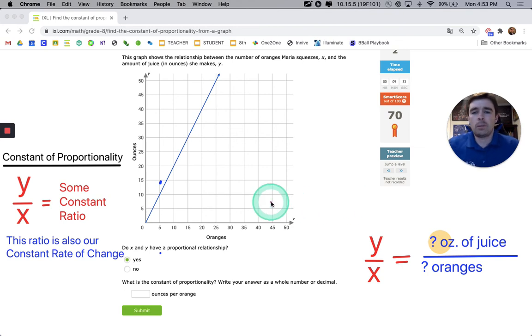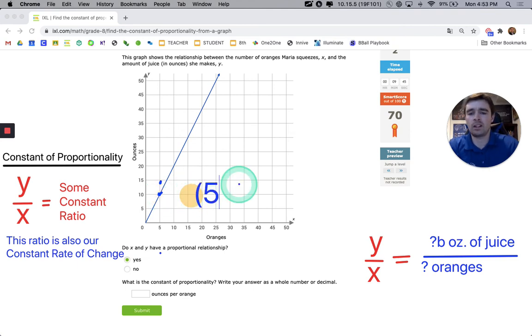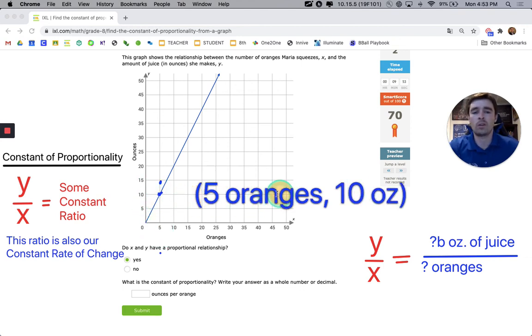If I go ahead and pick out a point on this graph, I'm going to look for data points that are right on the corner of grid boxes. And the first one that we'll put here in blue is right here. And we're going to label that data point. The x value is 5 oranges. And at this point, when we have 5 oranges, they give us 10 ounces of juice. I'm going to just call that 5 oranges leads to 10 ounces.